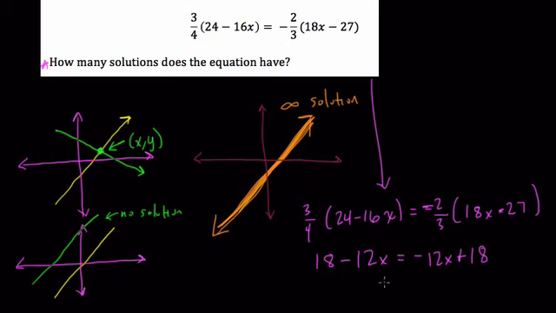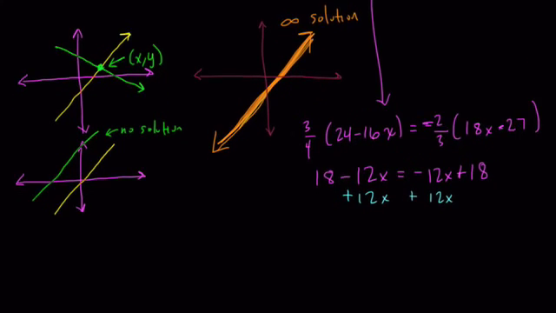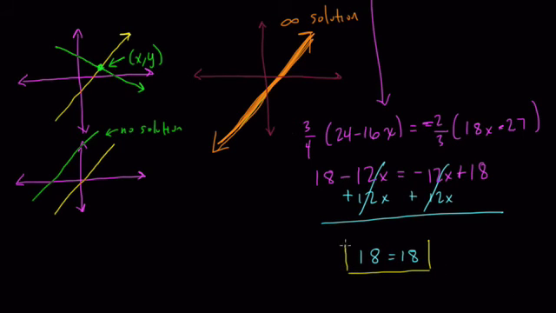But notice here, if I add 12x to both sides and try and solve for the variable, I get this odd result because in both cases the 12's cancel out. And what I get is 18 equals 18. So in this case right here, when you assume these two expressions are equal and then find that you get a result that's always equal, that means these two lines have infinite solutions.